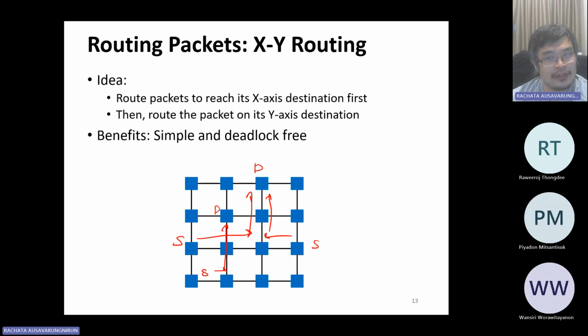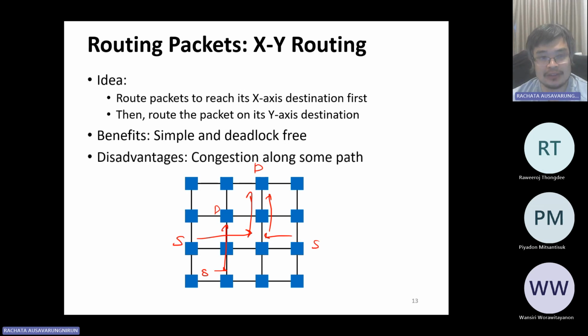The downside of this, as you can already see, is that because things share the path, you can have congestion. Some links are going to get used more often than others. All right. Any questions so far?